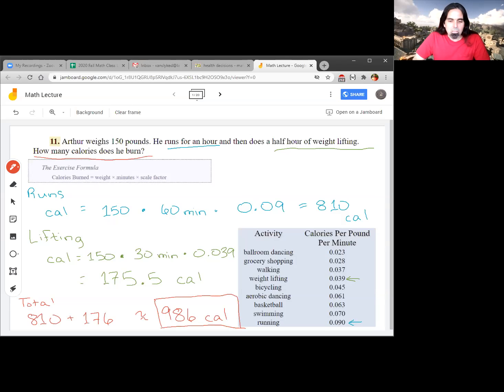Why am I rounding? Because all of this is kind of garbagey numbers, right? His running isn't exactly 0.09. His weightlifting is not exactly 0.039. He probably doesn't even weigh exactly 150 pounds. So none of this is accurate enough that I'm going to think I know to a part of a calorie how much energy he's used. If you wanted to round it to 990 or even 1,000, you could probably defend that. But I'm not going to round it more than I did. I'm going to say nearest calorie is kind of how we talk about these things. So good enough.